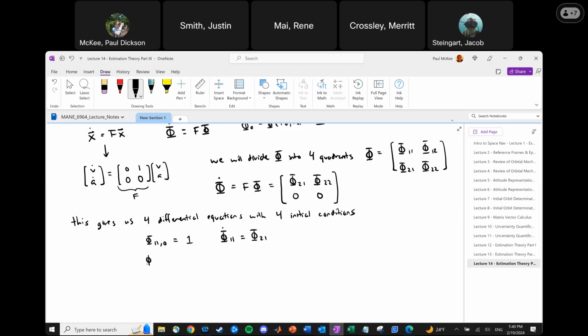Okay. Phi 1,2 initially is 0, right? Because it starts off as the identity matrix. Phi 1,2 dot is equal to phi 2,2. Okay. Again, not super sure what that means. Let's keep writing equations. This is going to come together. Phi 2,1 initially is also 0. And phi 2,1 dot is equal to 0. And phi 2,2 initially is equal to 1. Phi 2,2 dot is equal to 0 as well.